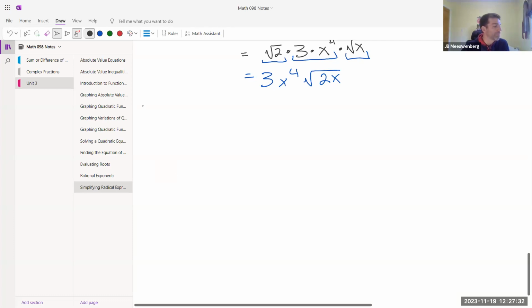Let's do one more of those. Try this one on your own. The square root of 20 x to the 2nd, y to the 5th.